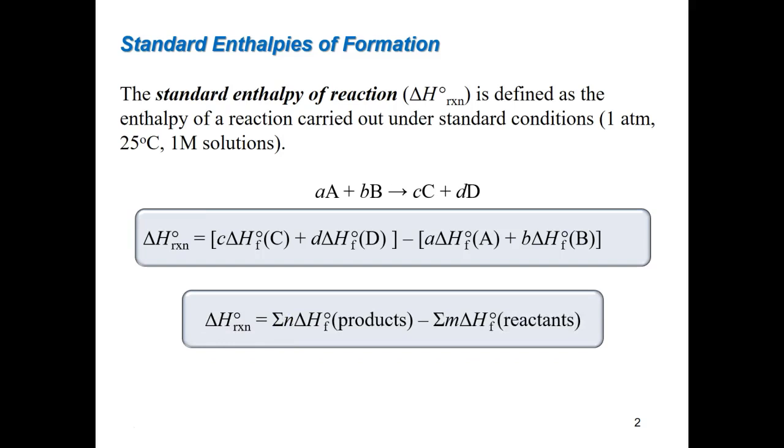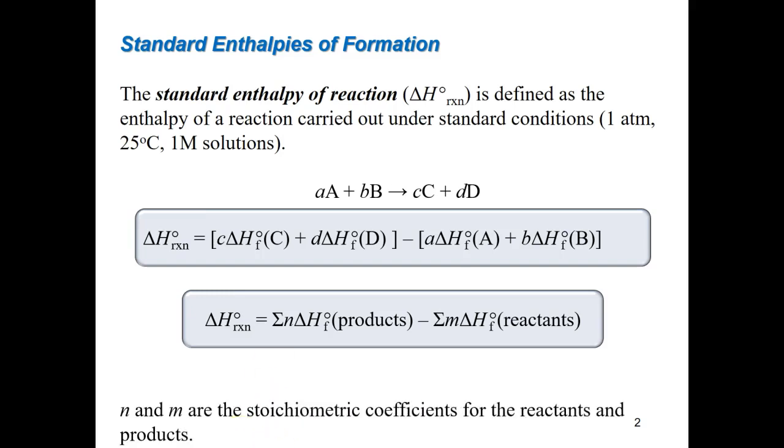And so we can summarize this in this equation, which I've sort of said verbally earlier: the enthalpy of reaction is equal to products minus the reactants. So the sum of n times the heat of formation for the products minus the sum of m times the heat of formation for the reactants, where n and m are the stoichiometric coefficients for each of the reactants and products.